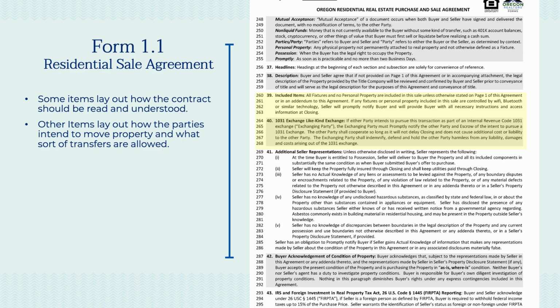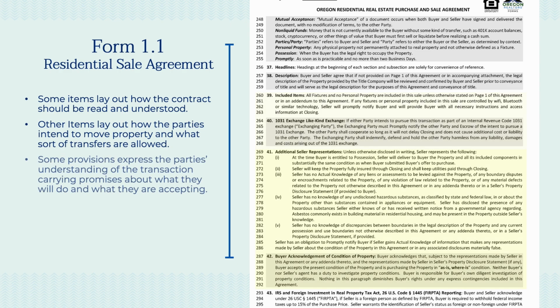You can do a 1031 exchange. You don't have to. It lays out the options of the parties. So some of the boilerplate will tell you how to read the contract. Some of the boilerplate will establish optional rights of the parties. Some of the provisions are going to express a party's understanding of the contract itself.